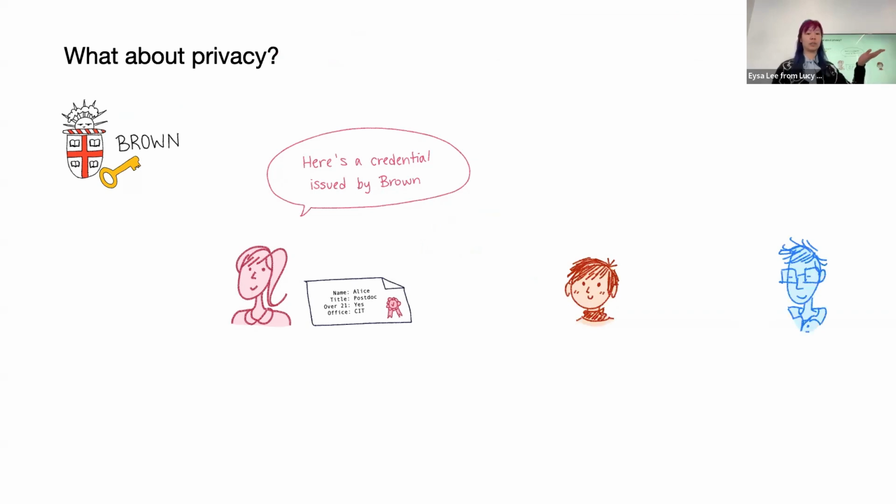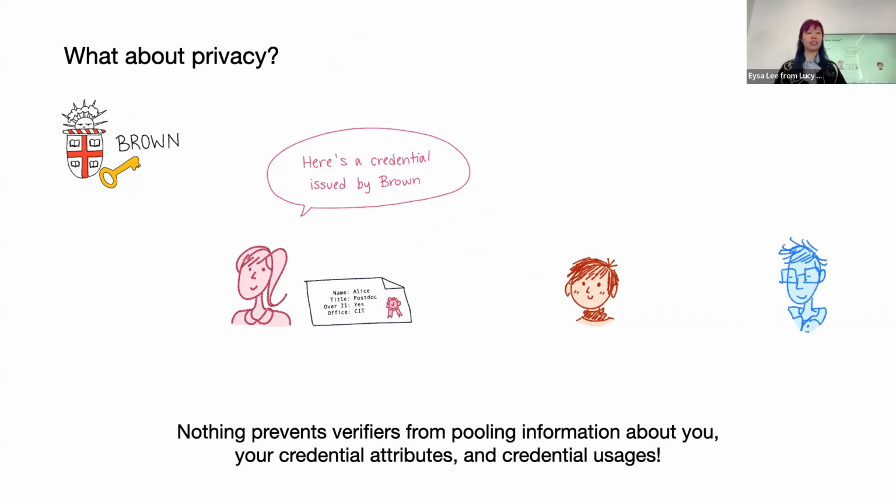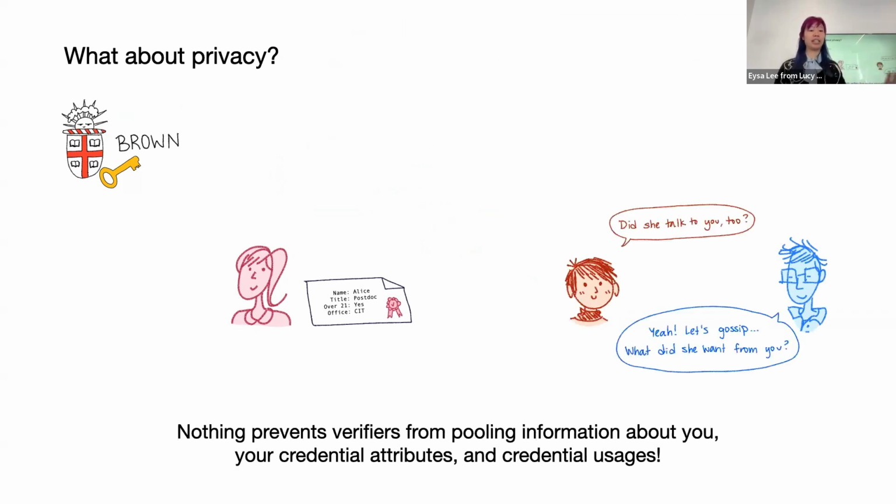What if Alice goes to another person, Carol, and uses her credential? There's nothing that stops these two from talking to each other. There's nothing that stops these verifiers from pulling information about you, your attributes, your usages. And if you think about your driver's license, any physical credential that you own, it has a lot of information about you.